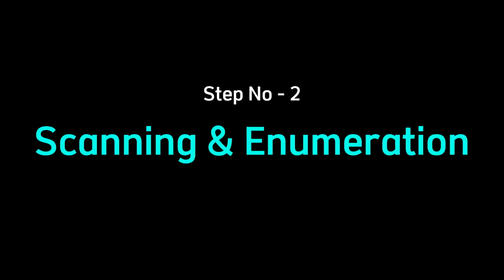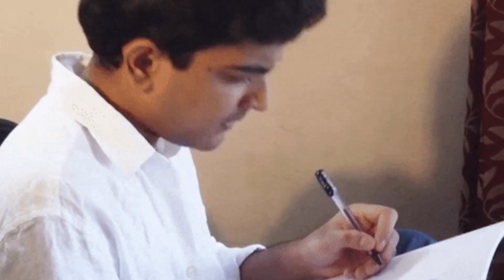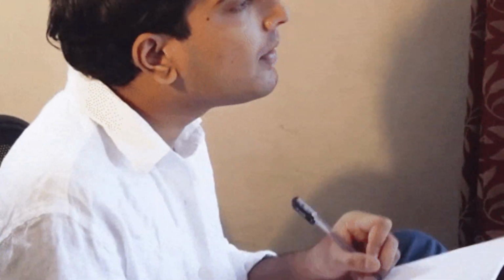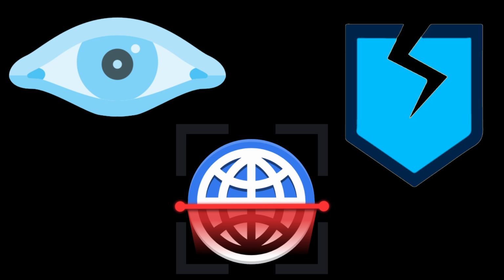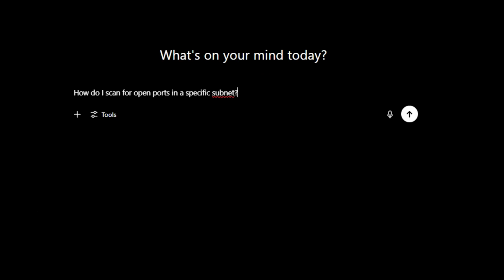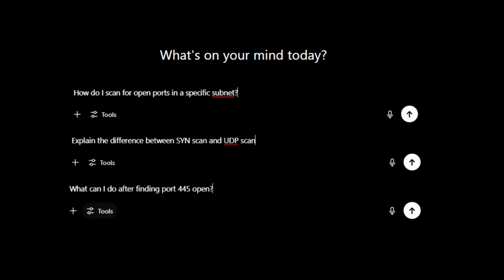Step 2. Scanning and enumeration. Knowing the battlefield. Once you understand Linux, it's time to scan, because a hacker sees what others ignore. You start with tools like nmap, masscan, rustscan. But what if you don't know what those results mean? Ask AI, how do I scan for open ports in a specific subnet? Explain the difference between SYN scan and UDP scan. What can I do after finding port 445 open?